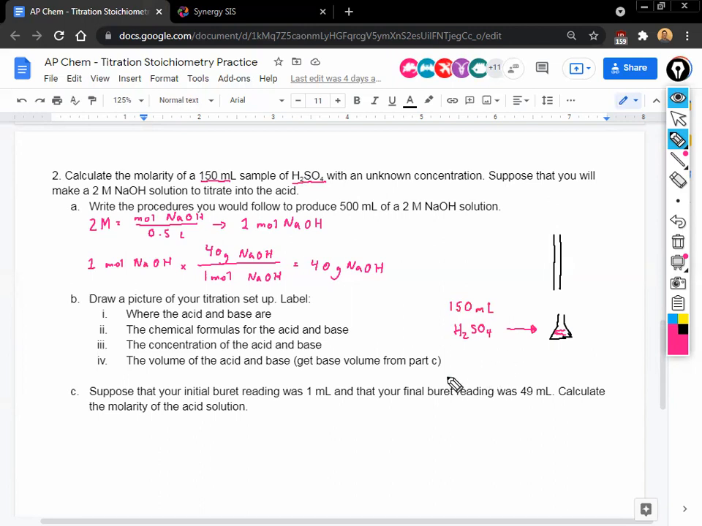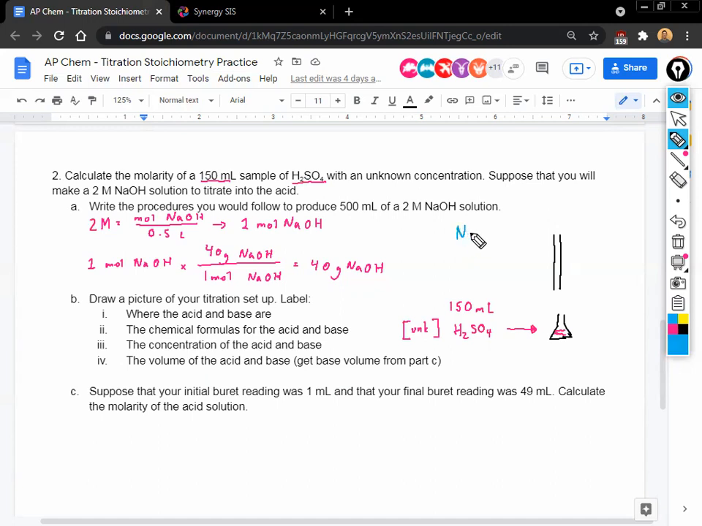Now, we said in titration, we're trying to find the concentration of the acid, and so we don't know the concentration. So I'm going to put UNK, because it's unknown, okay? And the brackets, again, mean concentration. Alrighty, and so what we're going to do is use the base that you produced here in order to titrate into the acid. So let's talk about the base first.